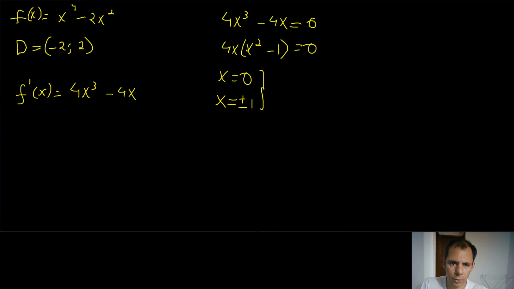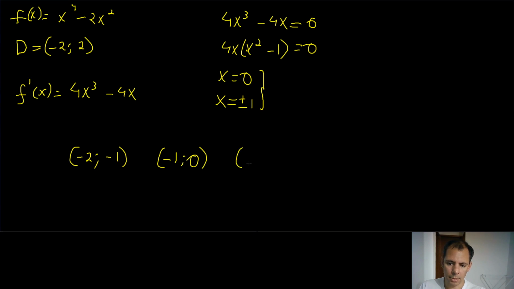So you have these three critical points, okay? Since the domain is from minus 2 to 2, you know there are going to be some intervals here. So it's going to be from minus 2 all the way to minus 1, open, because when it's minus 1, we know that the slope is going to be 0. And then you have another interval from minus 1 all the way to 0.